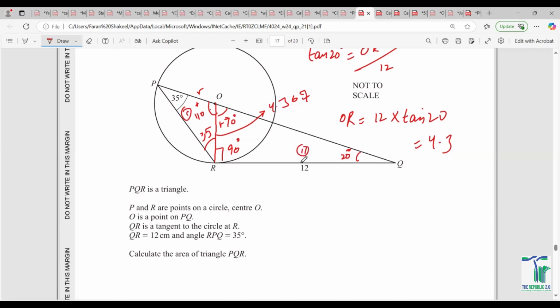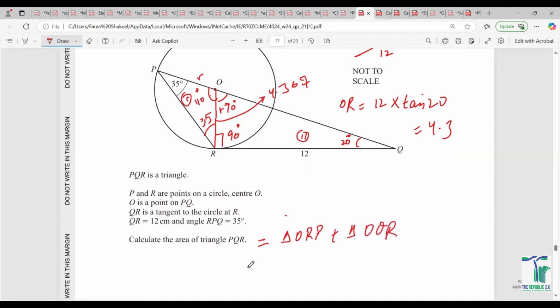Now, if you want to use the simple theorems, you can just simply use them. If you want to calculate the area of the triangle PQR, it should be the sum of the area of triangle ORP plus the area of triangle OQR. So we just need to use the simple formulas. 1 upon 2.